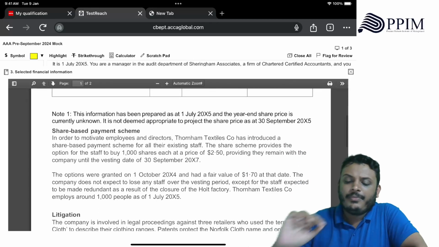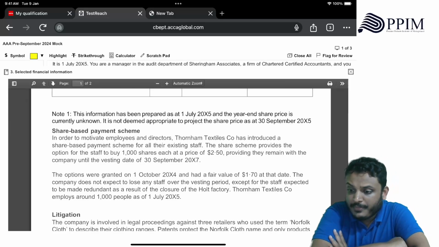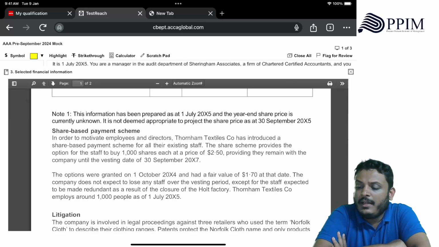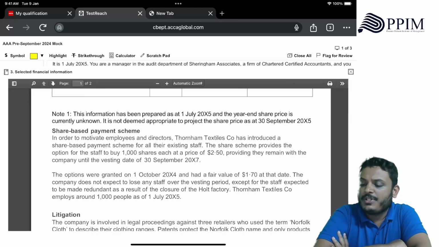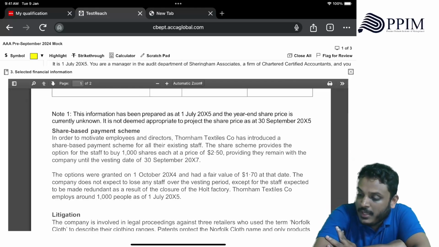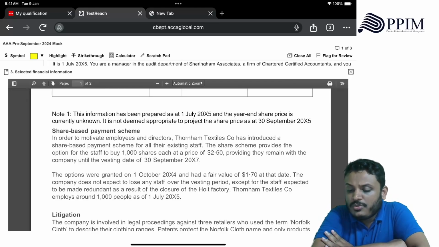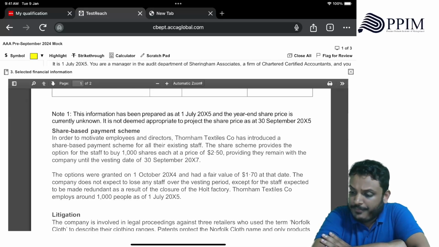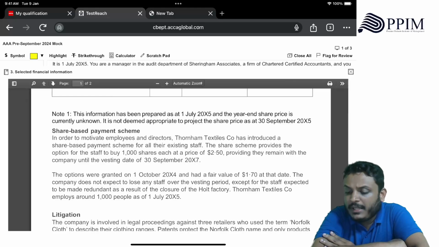Then note it said this information has been prepared as at 1st of July 2005. The year-end share price is currently unknown. It is not deemed appropriate to project the share price as at 30th September 2005. Share-based payment scheme. In order to motivate employees, directors, the company introduces a share-based payment scheme to all of their existing staff. The share scheme provides the option for the staff to buy 1,000 shares each at a price of 2.5, providing they remain with the company until the vesting date 30th September 2007.